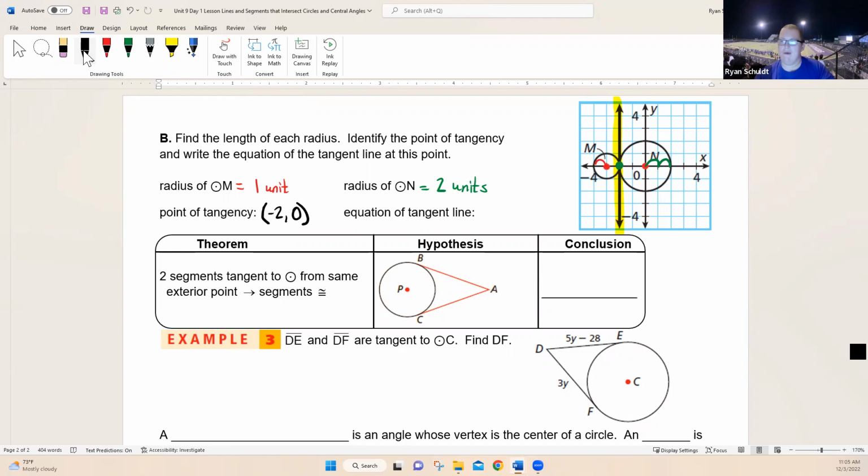That's kind of what tangent does. So what point is that? What point do they say, oh, I'm touching you? It looks like (-2, 0). And then we want to write the equation of that line. Now, just like before, it's a vertical line. So we're going to have x equals, and then x is -2. So x equals -2.